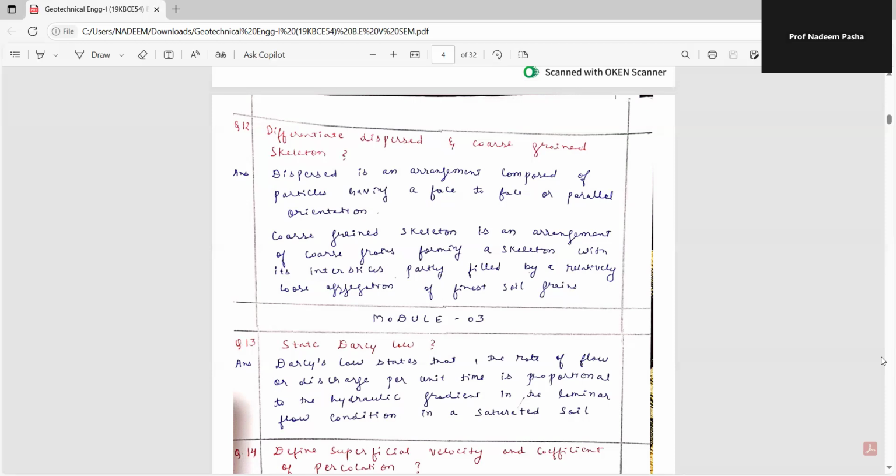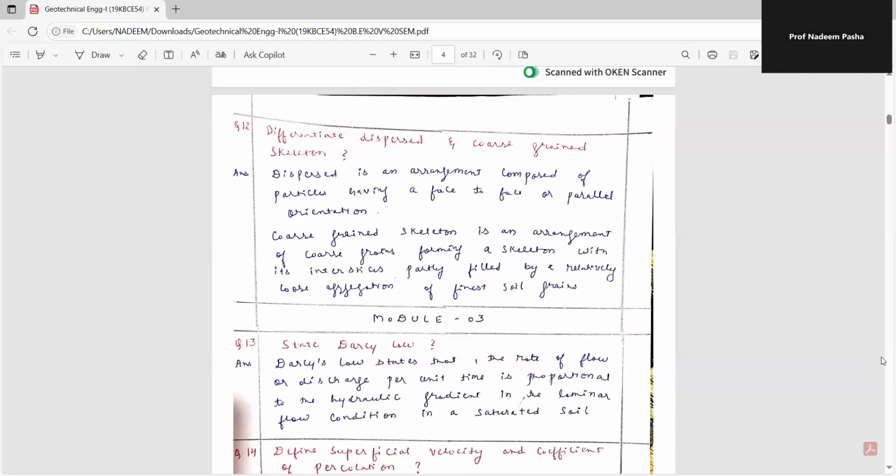Now coming to module 3, state Darcy's law. So what does Darcy's law state? Darcy's law states that the rate of flow or discharge per unit time is proportional to hydraulic gradient in the laminar flow condition in a saturated soil.